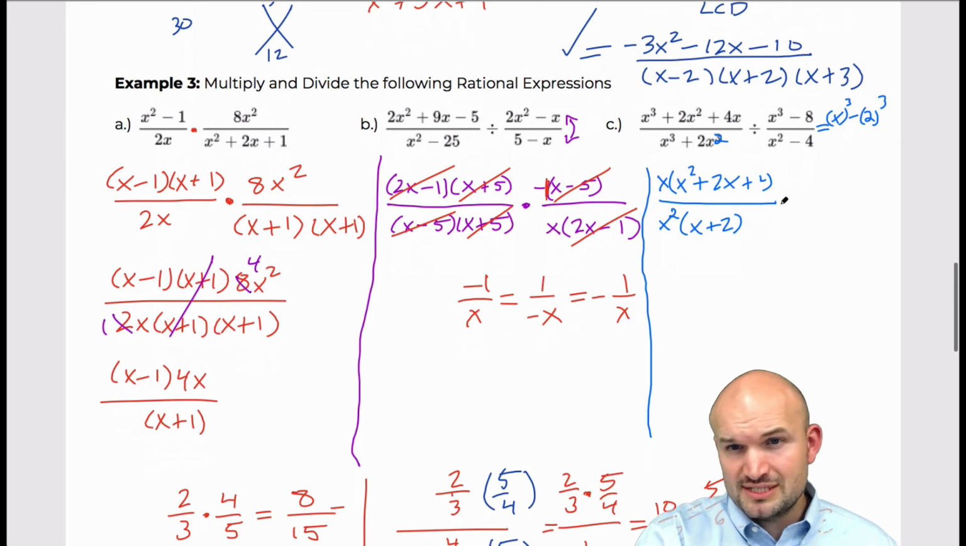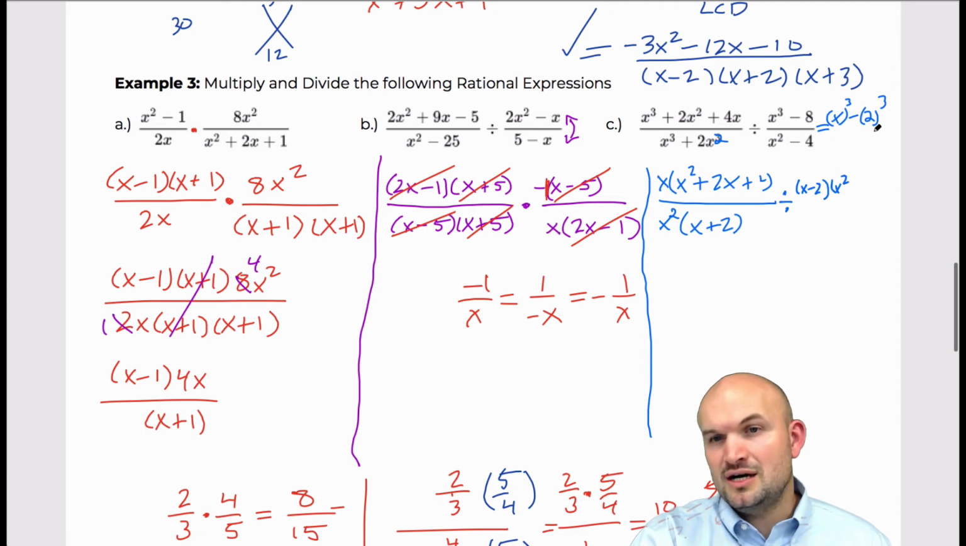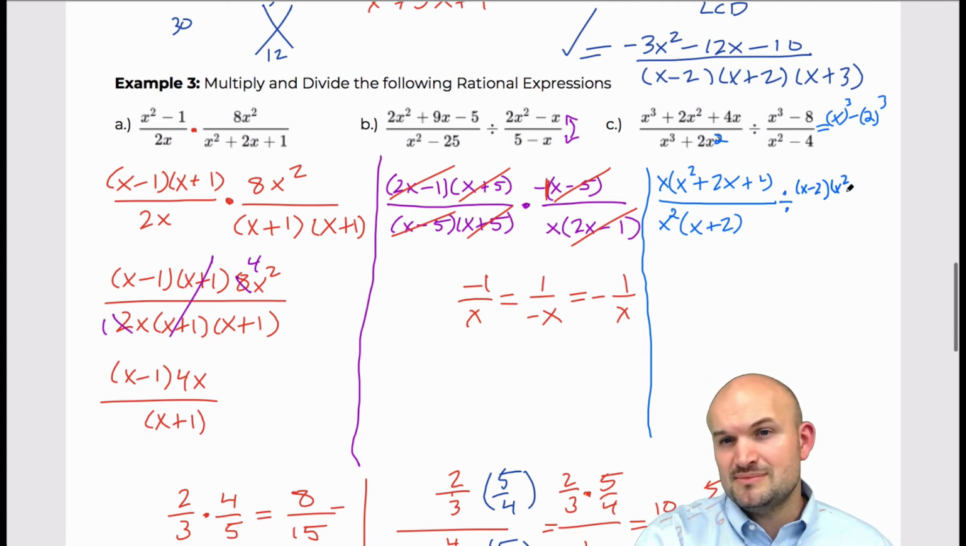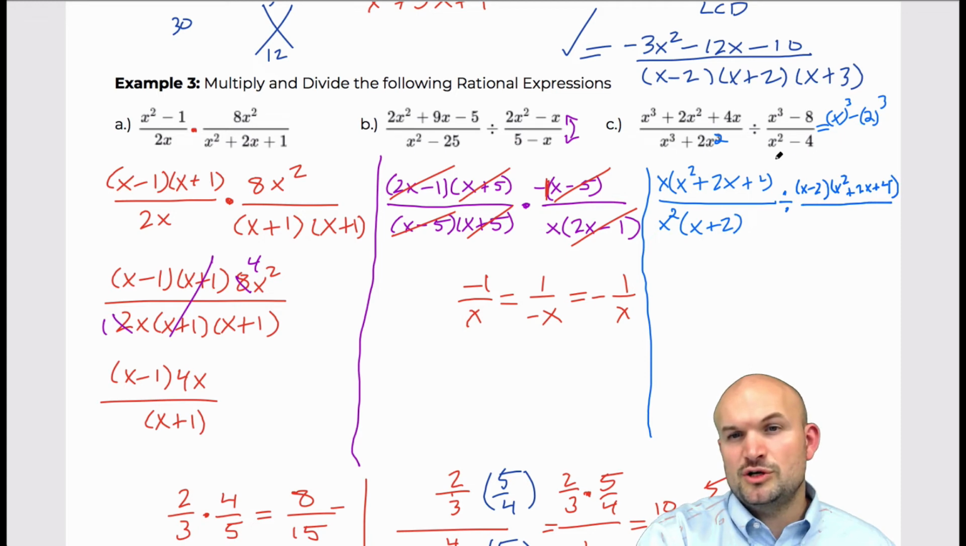So therefore, this simplifies into, I'm going to have to write this small, x minus 2 times x squared, and then the product of, so that's plus 2 times x, so it's plus 2x plus 4, which is 2 squared. And then that's all going to be over, this is a difference of 2 squares, so that's going to be x minus 2 times x plus 2.